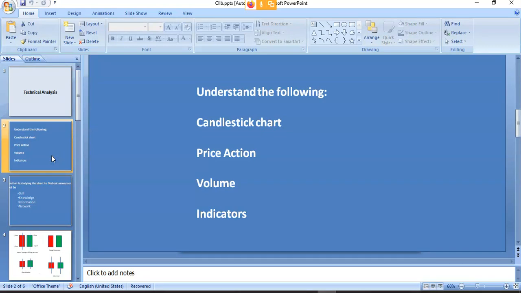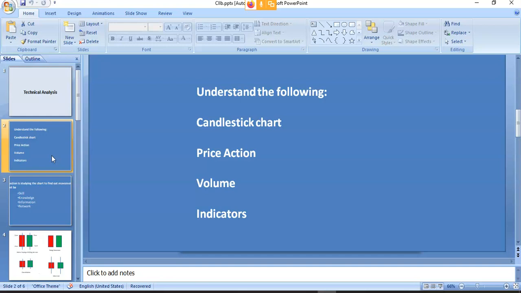Next, to understand technical analysis, you have to understand the following things: candlestick and candlestick chart, price action, volume, and indicators. Candlestick chart and price action are almost the same, in the same category, because you use the candlestick chart. Price action is mostly about candlestick chart, support and resistance, and trend line. Volume is about the amount of coin or asset that is in the market currently, the amount that is in the buy zone and the amount that is in the selling zone.